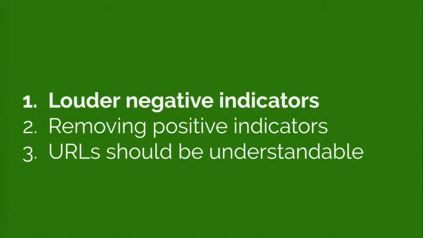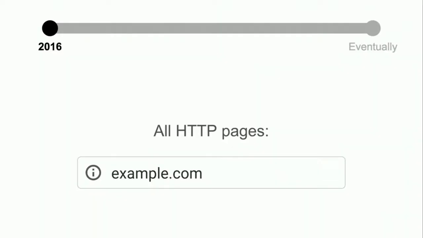So I'll start with the negative security indicators. In Chrome, we indicate connection security with an icon in the address bar, and we've changed this icon over time to more clearly explain the risks of non-secure HTTP. This is what our icon for all HTTP sites used to look like. We thought this was a problem because it doesn't give users a warning, and it doesn't communicate the risks of using non-secure HTTP at all.